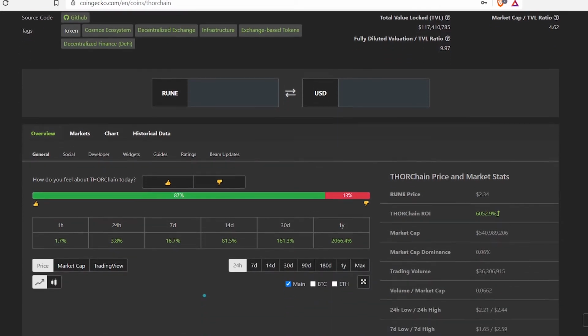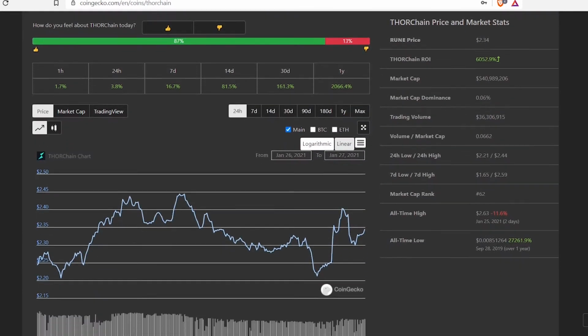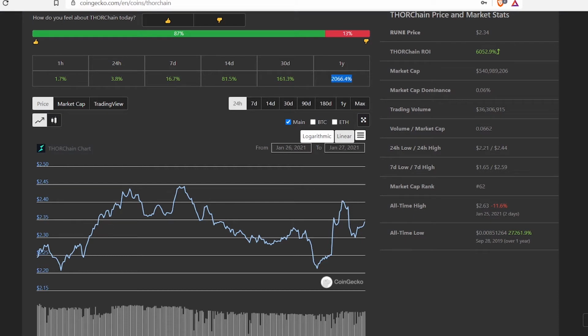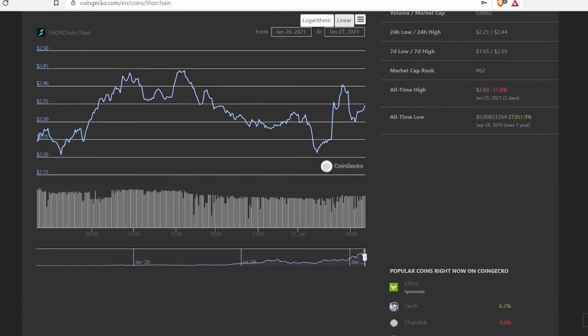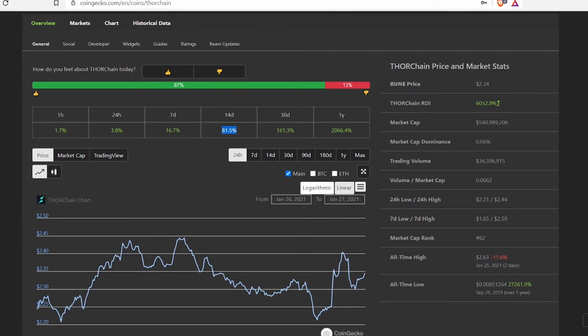As you can see, over the last year, it's done 2,066.4%. That's amazing. Over the past 7 days, it's only done 16.7%. But over the past 2 weeks, Rune has done 81.5%. So if we look at the all-time high, it is $2.63. The all-time high day was January 25th, so it just reached the all-time high 2 days ago. That's Rune. That's amazing. I like that.